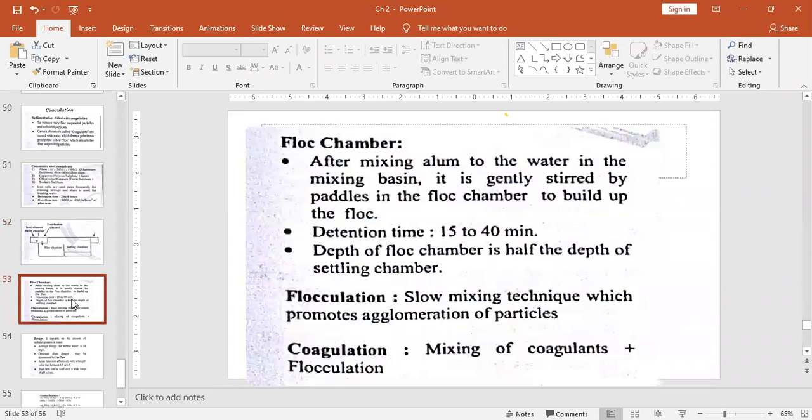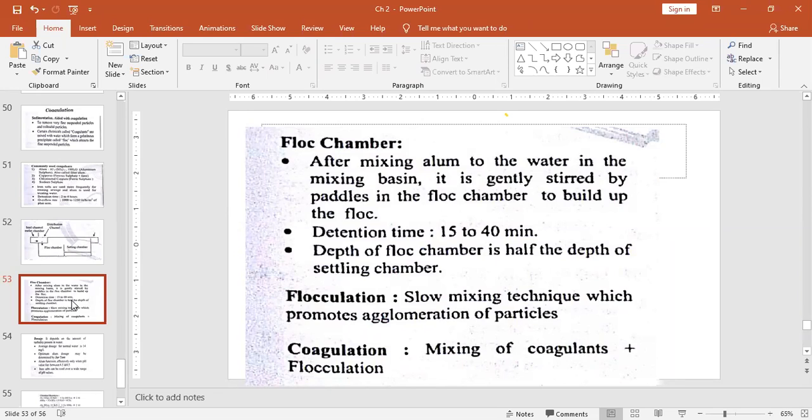So I hope you understood what is meant by flocculation and what is meant by coagulation. Coagulation is nothing but simply the addition of chemicals or coagulants such as alum, cuprous chloride, ferrous chloride, such kinds of coagulants. And the conversion of multiple particles into a single particle is the process of flock formation.